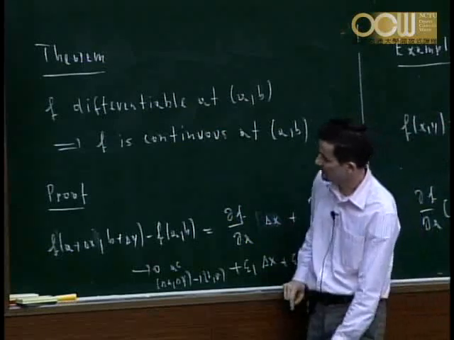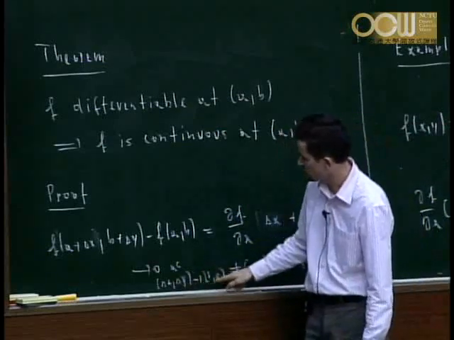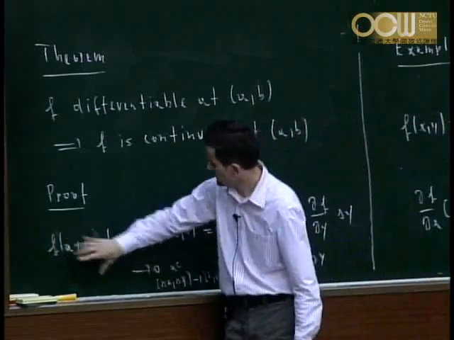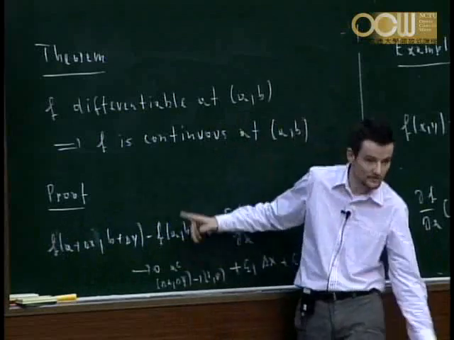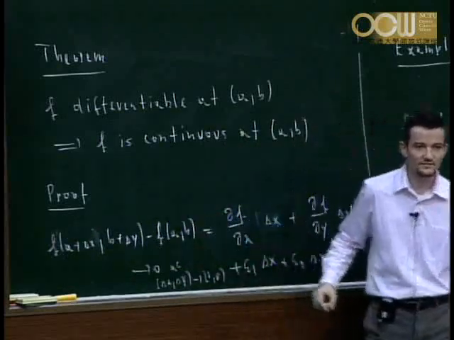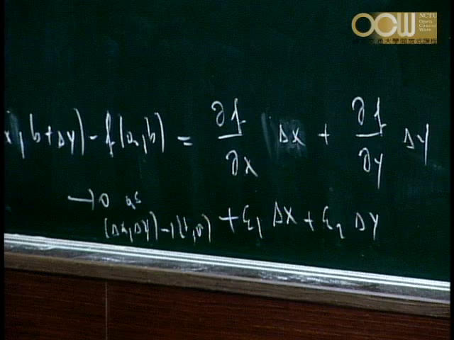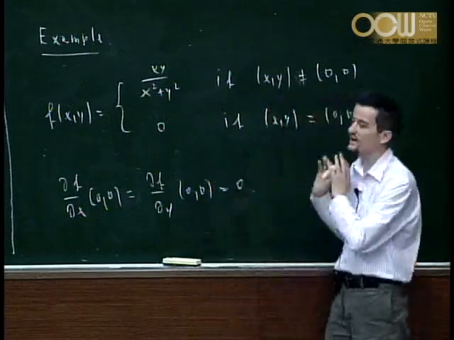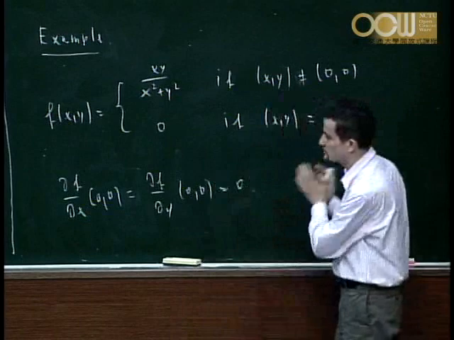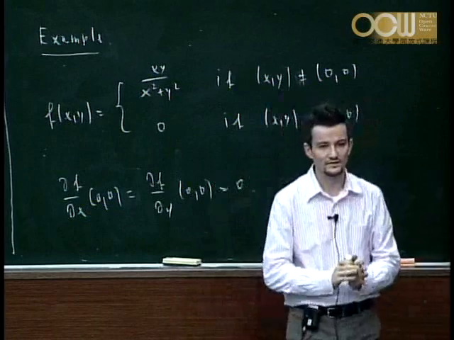So you see that as delta x, delta y tends to 0, 0, this function tends to f of (a, b), continuous. So f is continuous at (a, b). And this will allow us easily to argue that this function is not differentiable. So why is this function not differentiable? Because this function is not continuous at 0, 0.